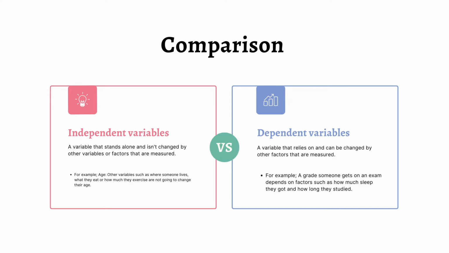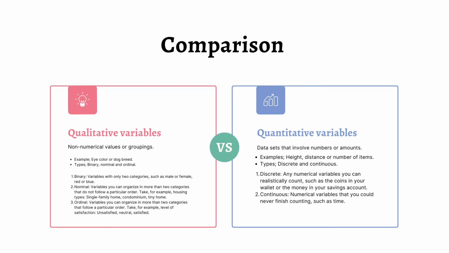Dependent variable: a variable that relies on and can be changed by other factors that are measured. For example, a grade someone gets on an exam depends on factors such as how much sleep they got and how long they studied. Quantitative variables: data sets that involve numbers or amounts. Examples: height, distance, or number of items.